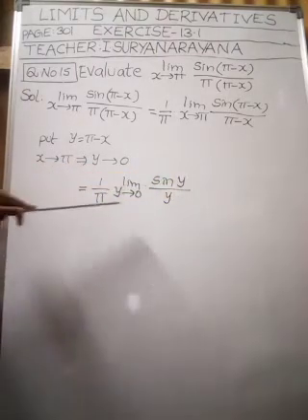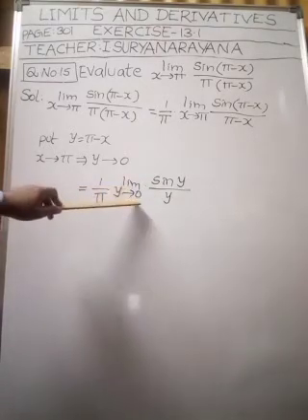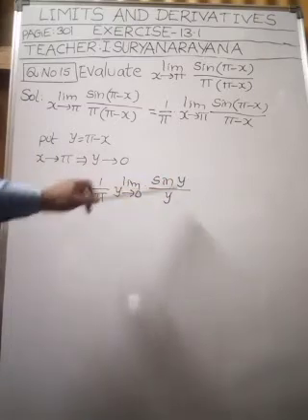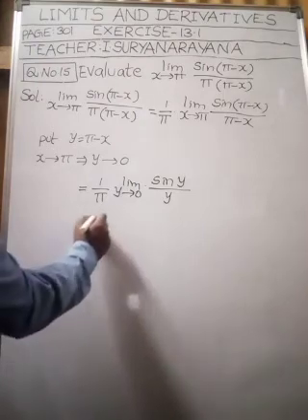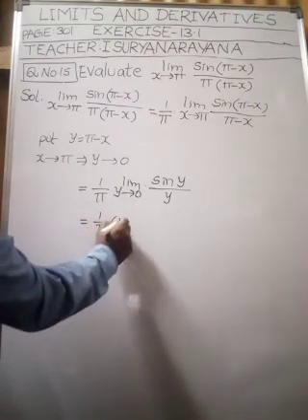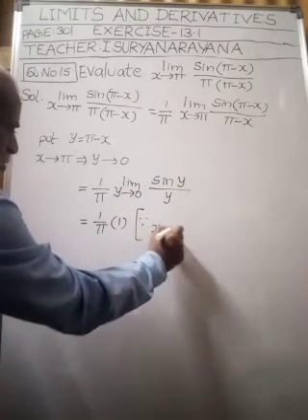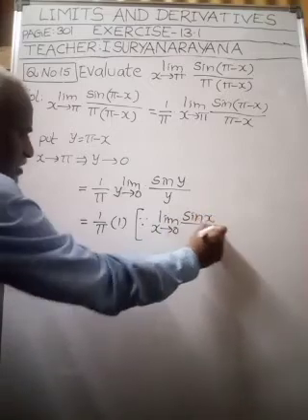If you observe this function, it is in the standard limit, as x tends to 0, limit sin x by x, where x is equal to y here. Isn't it, my children? So it is equal to 1 by pi into 1, because as x tends to 0, limit sin x by x is 1.